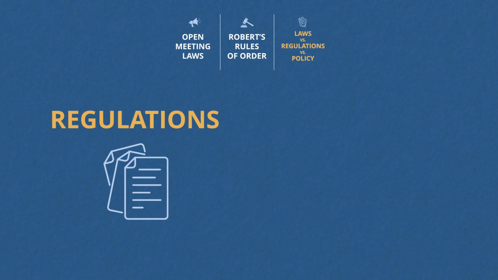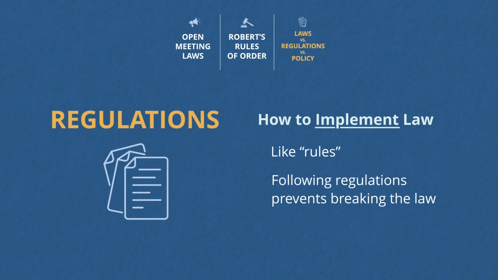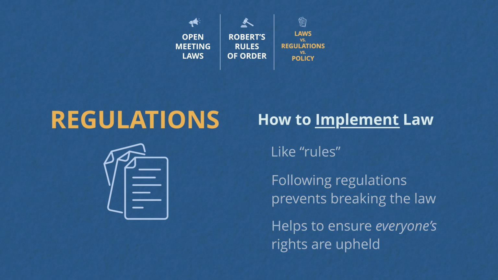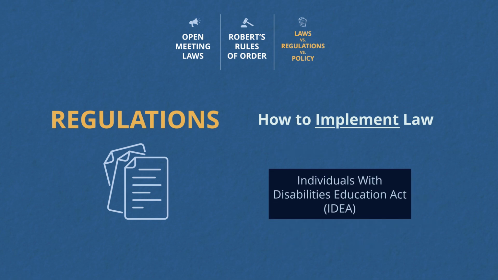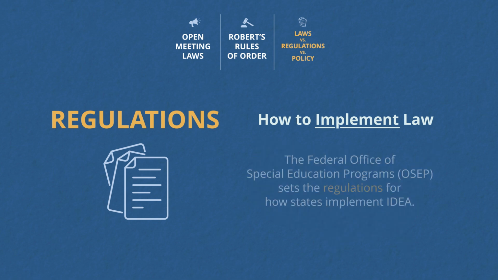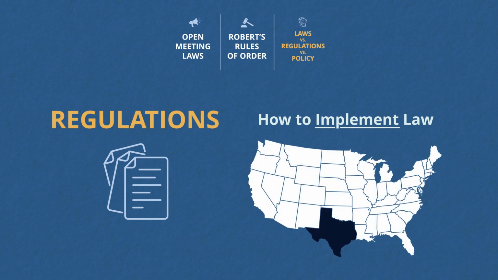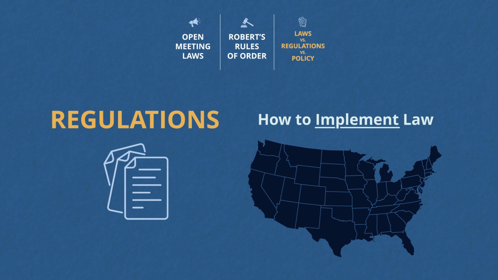Regulations are issued by governmental agencies to provide specificity on how to implement law. Think of them as rules. Regulations are not laws, but following the regulations will prevent you from breaking the law. This helps to ensure everyone's rights as defined by the law. For example, the Individuals with Disabilities Education Act, or IDEA, is a federal law. The Federal Office of Special Education Programs, or OSEP, sets the regulations that apply to the states implementing IDEA. States adopt their own laws and regulations in order to align with the federal laws and regulations.